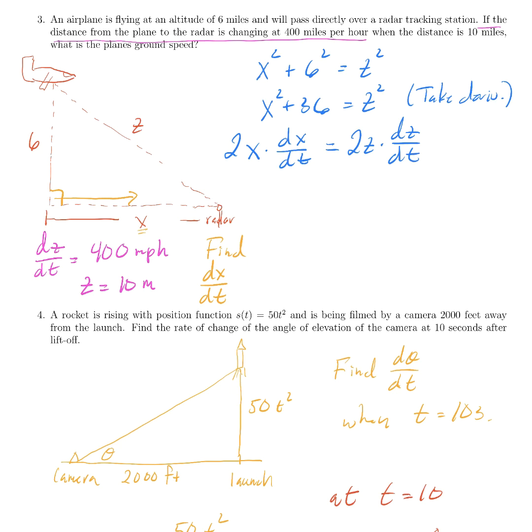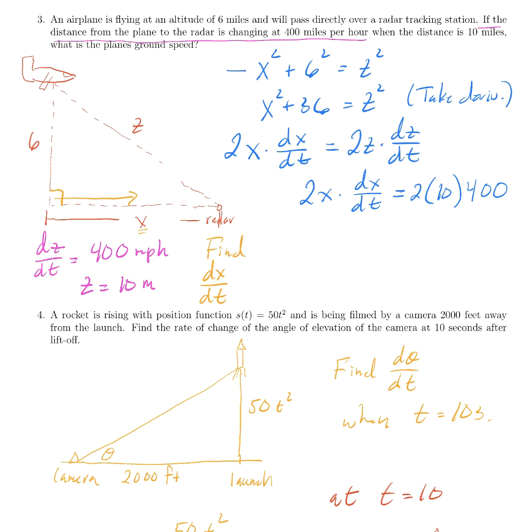Okay, we should have all the information we need, except we don't know what x is, right? What do we have? We want to find dx/dt. We have 2x times dx/dt is equal to 2z, which we decided was 10, times dz/dt, which we decided was 400. So if we knew what x was, we could go ahead and find dx/dt. And the key thing is we want to find x when z is equal to 10.